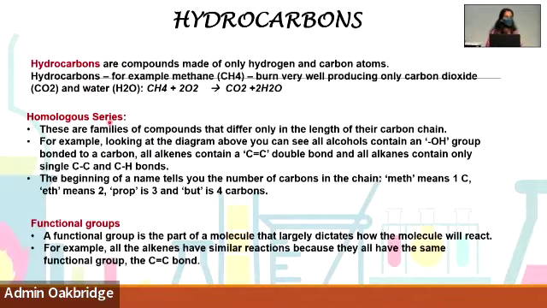So what is a homologous series? Homologous series are families of compounds that differ only in the length of their carbon chain. How many C's are there? If 1C, meth; 2C, eth; 3C, prop. So the name will differ by how many C's are there. Why are they calling it a series? Because it's a series of C. That is how the name will be applied.